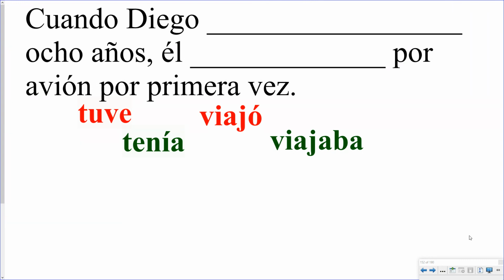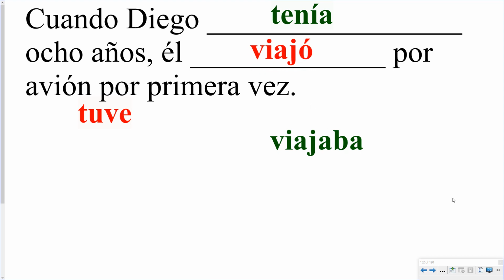Cuando Diego, 8 años, él por avión por primera vez. When Diego was 8 years old, he traveled by plane for the first time. This example is similar. The first part, we're saying the age. We use green for the age, imperfecto. Second part of the sentence, we're saying, the first time he traveled by plane. That's a one-time event in his life, pretty memorable. We're going to use the red, the preterito. Cuando Diego tenía 8 años, él viajó por avión por primera vez.